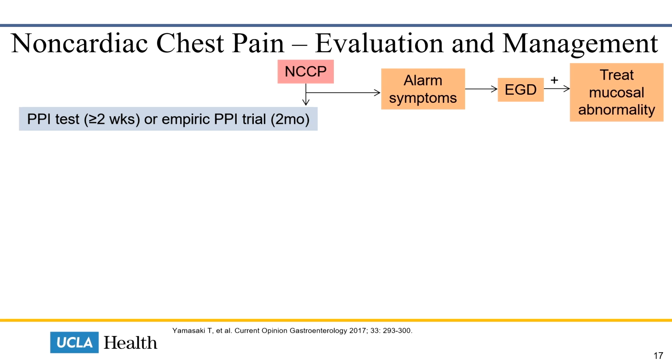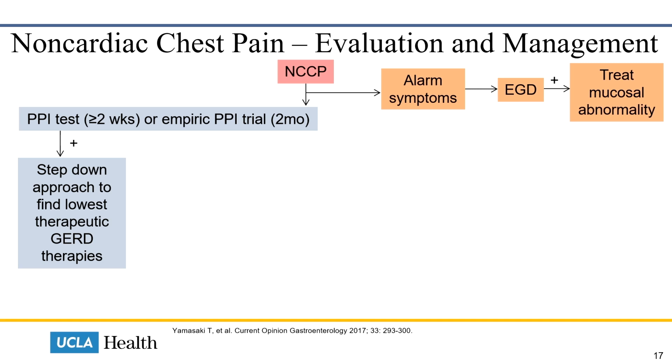If they have a positive response to the PPI trial, you're going to assume that this is probably GERD-related non-cardiac chest pain. You can do your step-down approach to find the lowest therapeutic GERD therapies. If they didn't have a robust response or didn't have any response to the PPI trial, you have two options. If you haven't already done an EGD, you should probably do one and take a look and again treat any mucosal abnormality. If you already did an upper endoscopy, you should consider doing pH testing off of PPI to really answer the question, do you truly have GERD or not?